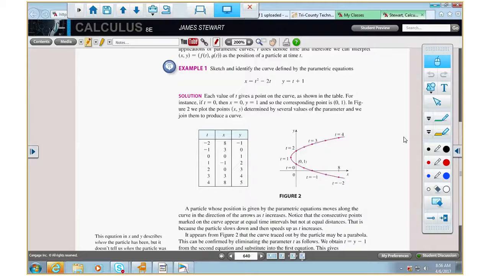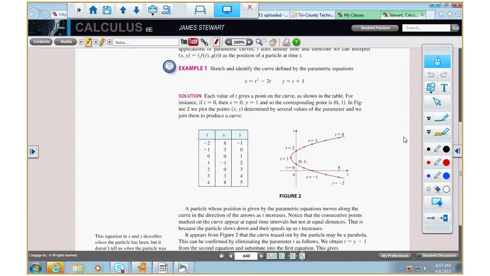And notice that, what are you plugging in? T. You're plugging in T. You're not plugging in X, and you're not getting Y. You're plugging in T, and you're going to get X, and you're going to get Y. So all your equations are going to be X is equal to terms of T, and Y is equal to terms of T. You can't have X is equal to 2T plus Y. That would mess everything up.